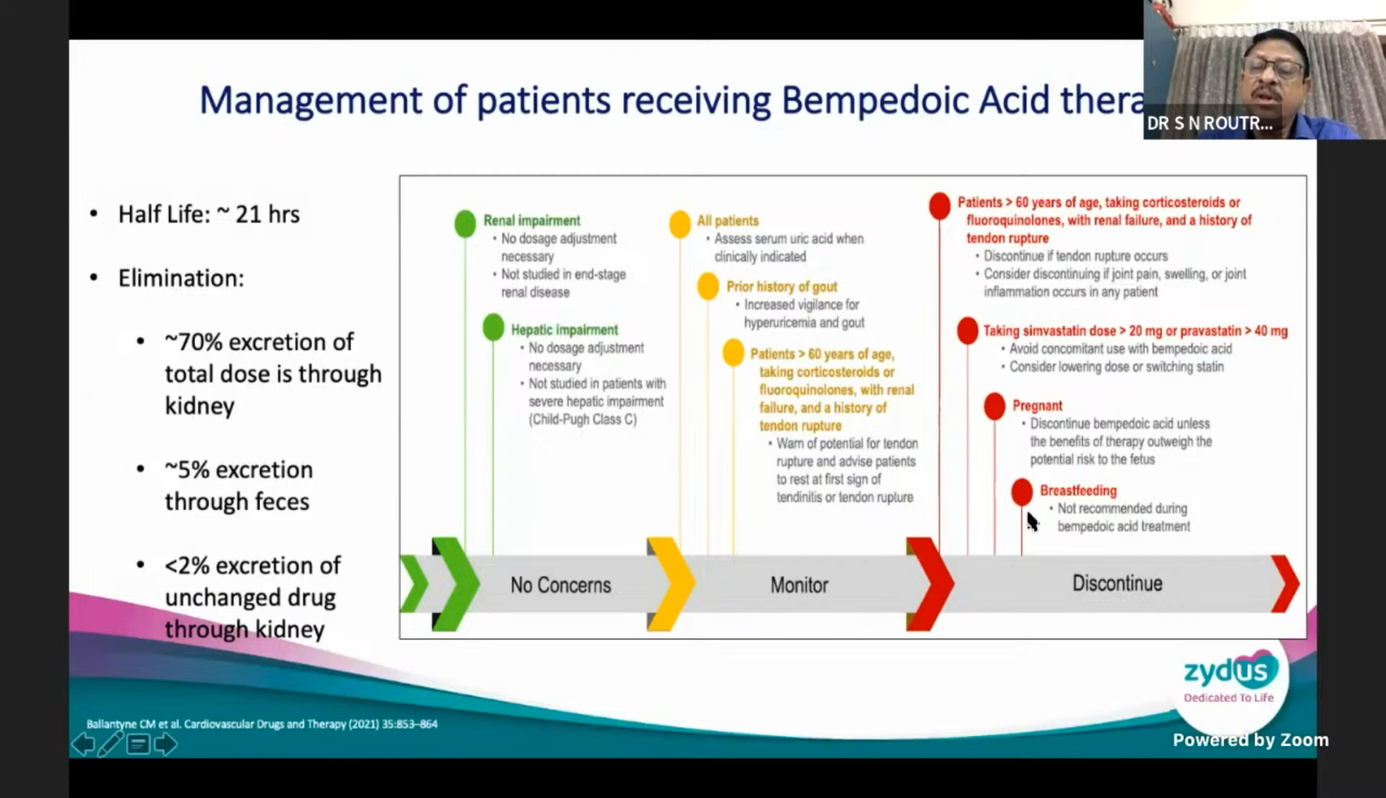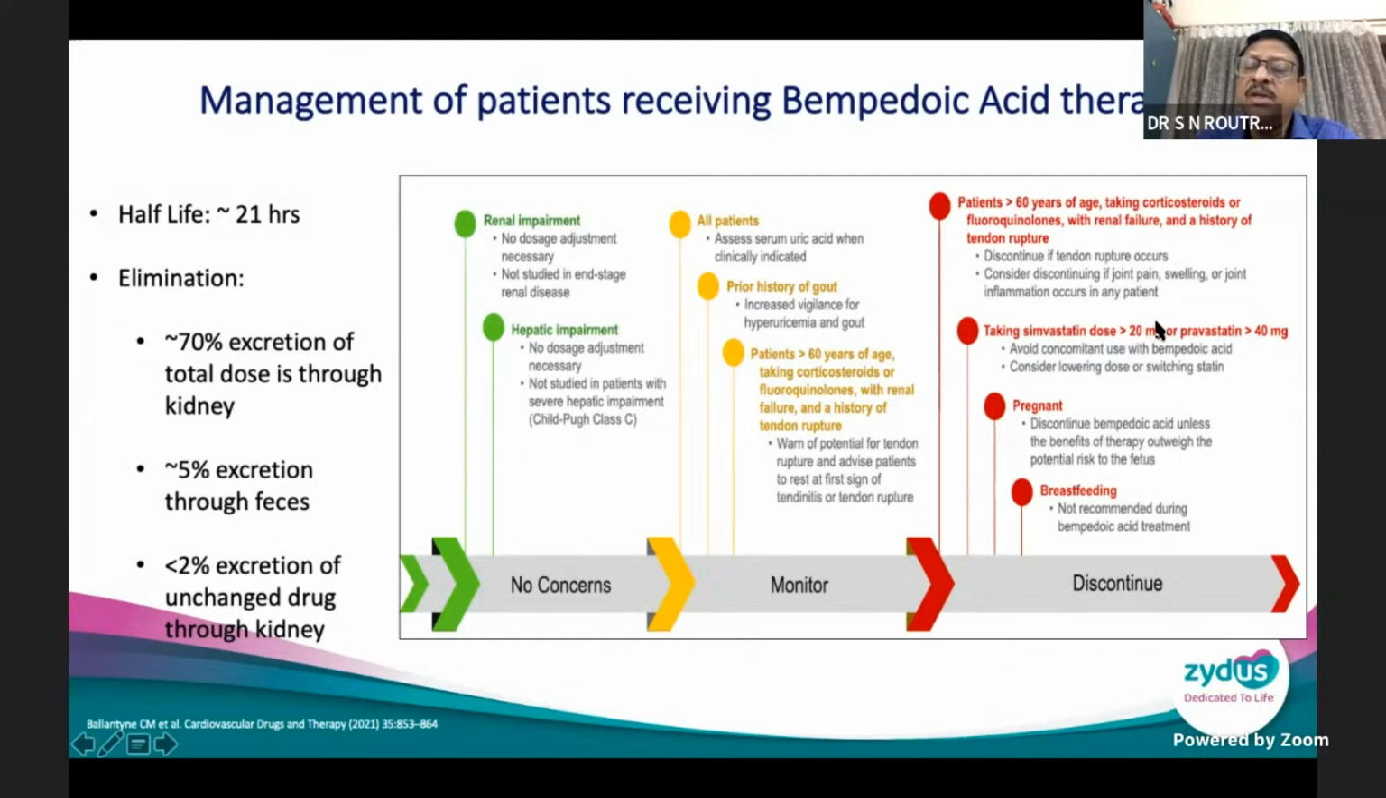Going from down to up on this side, for breastfeeding there is no recommendation, as there is no study. In pregnancy, there is also no study, so discontinue bempedoic acid if the patient is taking it, or do not give it, unless the benefit of therapy outweighs the potential risk to the fetus.